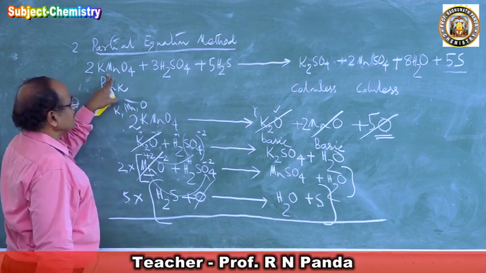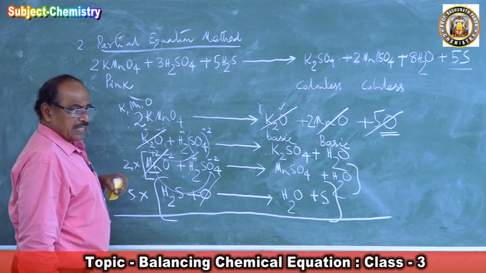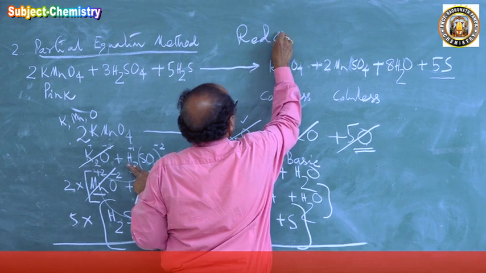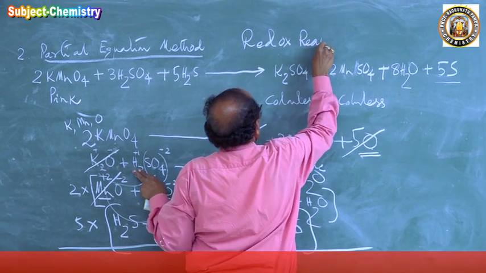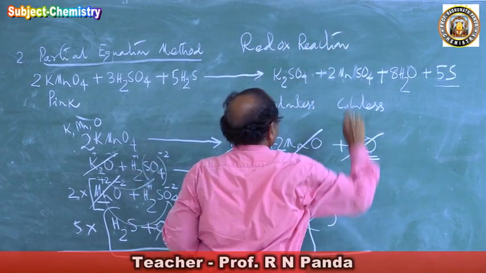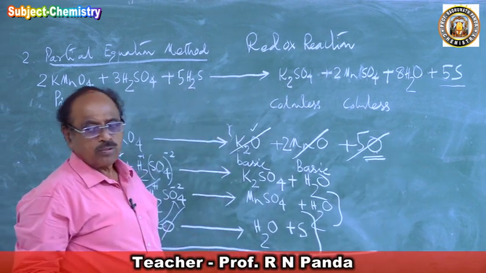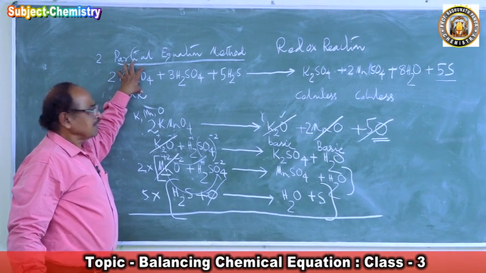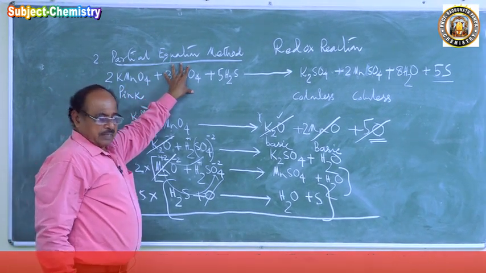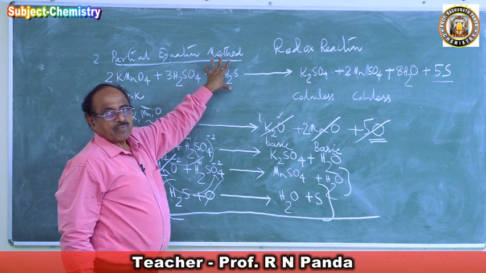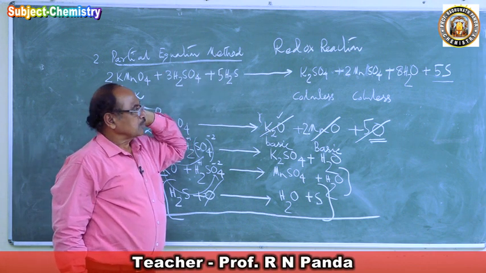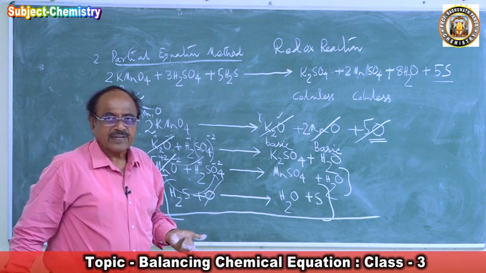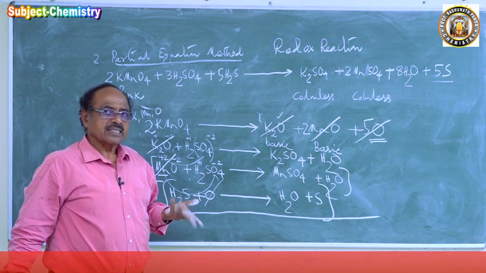So what is an oxidizing agent? It is reacting with a reducing agent. So this reaction is called a redox reaction. Such reactions are called what? Redox reactions. So again I am telling you what I have done. I have taken potassium permanganate, an oxidizing agent. I have taken the medium, dilute sulfuric acid, and H2S is a reducing agent. So what are the products we formed? Potassium sulfate, MnSO4, water and sulfur.